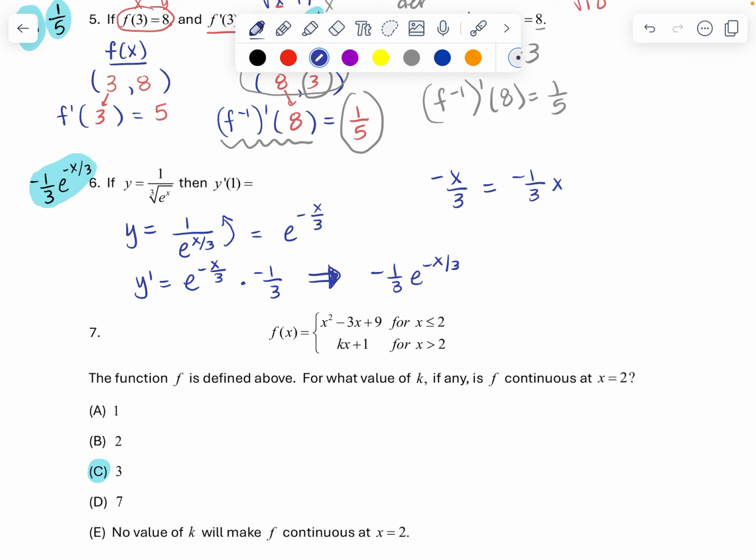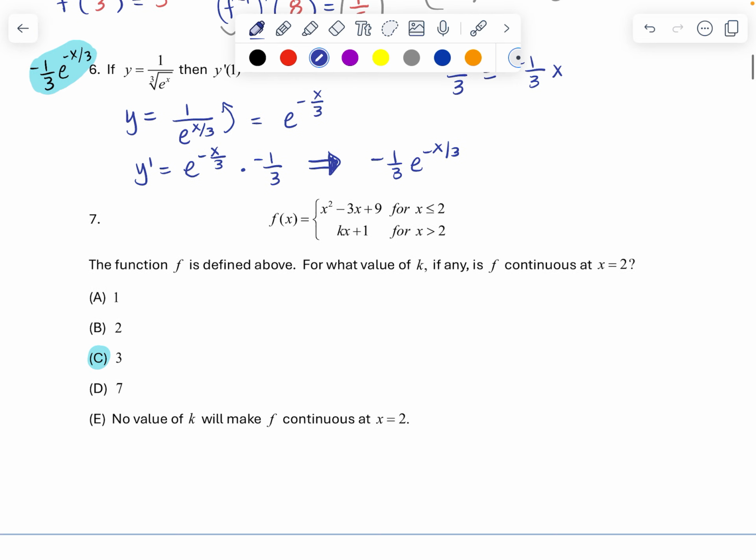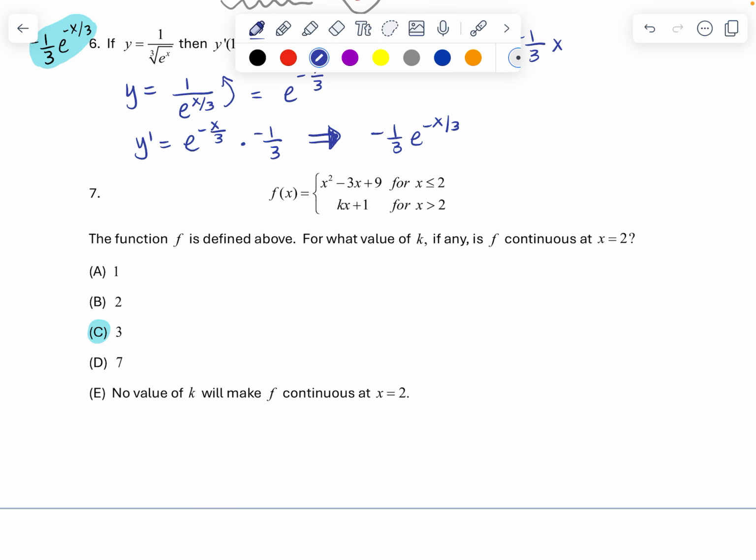All right. Okay, the function is defined above. For what value of k, if any, is f continuous? Now, you guys, if you're proving continuous, there are actually 3 things that you have to show. But if it's given to you like this, where you don't have to prove anything, you could just look from the left and look from the right and see if they're actually equal to each other. So from the left, if I plug 2 into here, I'm going to get 2 squared minus 3 times 2 plus 9. And that should equal the same thing as if I'm going to 2 from the right. So if I replace x with the 2 there, I'm going to get k times 2 plus 1.